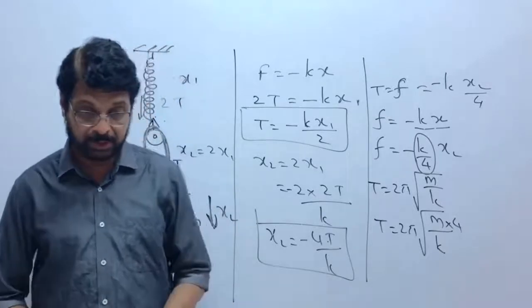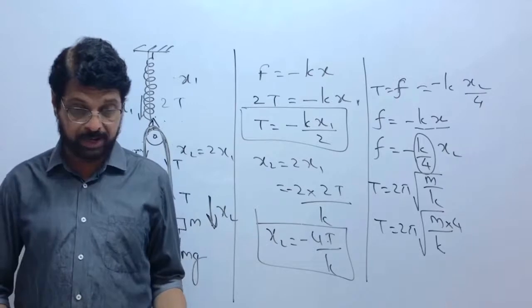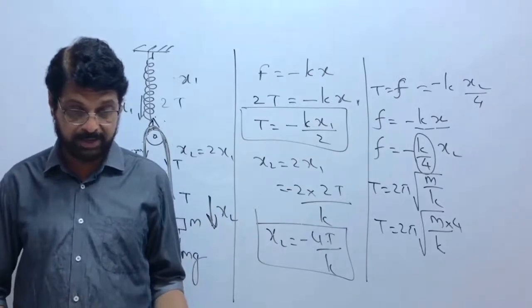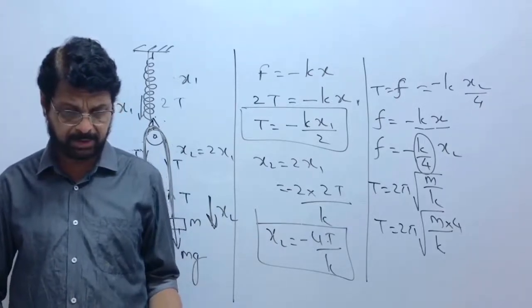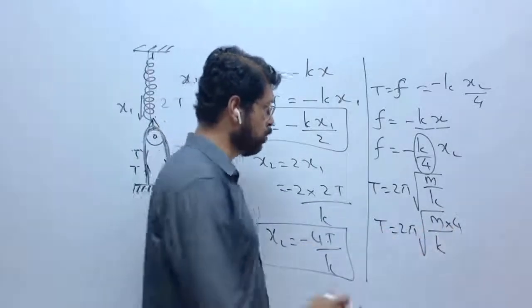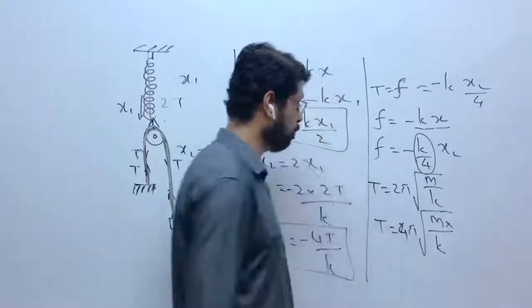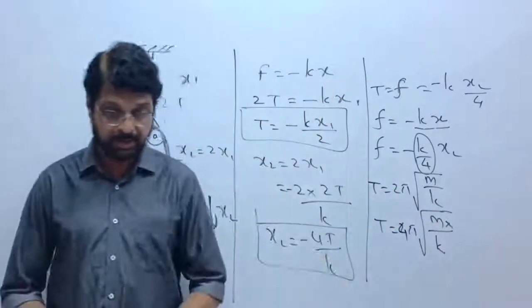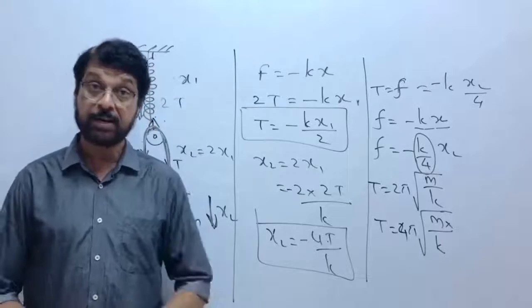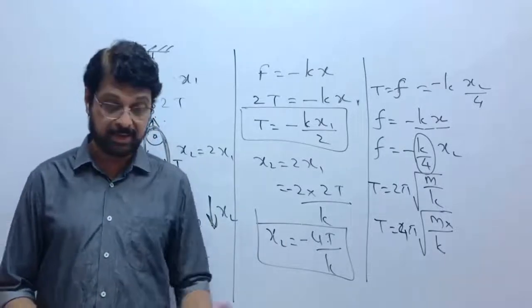So your answer will be 2 pi under root 4m by k, or if 4 is taken out, the square root of 4 is 2. So 4 pi under root m by k. That is option D. So your answer is 4 pi under root m by k. That is option D.